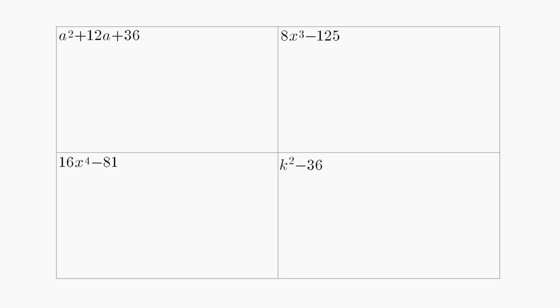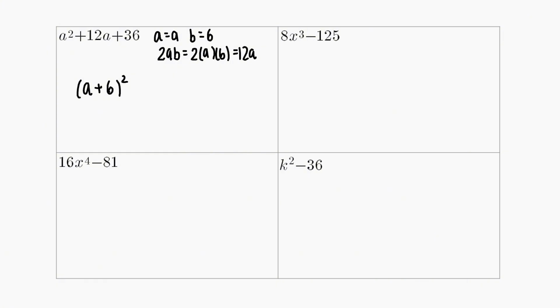Now we have a squared plus 12a plus 36. Let's see. A squared is a perfect square, and 36 is also a perfect square. Let's check whether this matches. So in this case, a is equal to a, and b is equal to 6. So 2ab is equal to 2 times a times 6, which is 12a. That matches. So this is a squared plus 2ab plus b squared, which means this is a plus 6 squared.